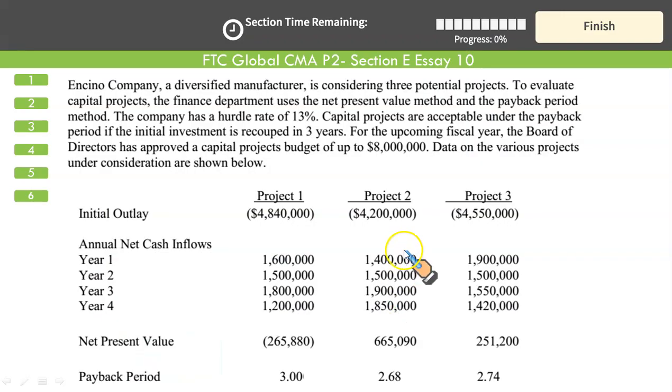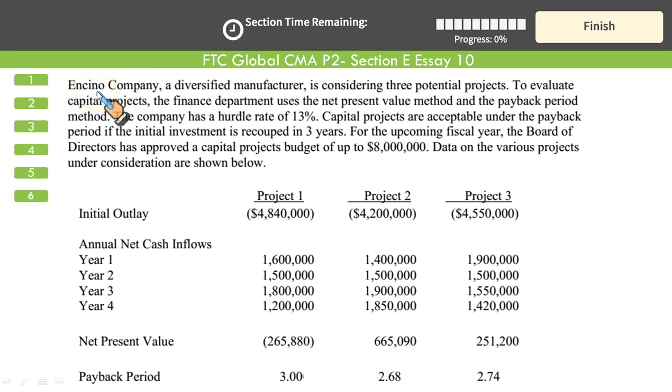Section E, essay type 10, and this is the last essay type in your section E. And everything we have so far been calculating is given. NPV is given for all these three projects. Payback is given. So I think we have very little to do in this essay type.